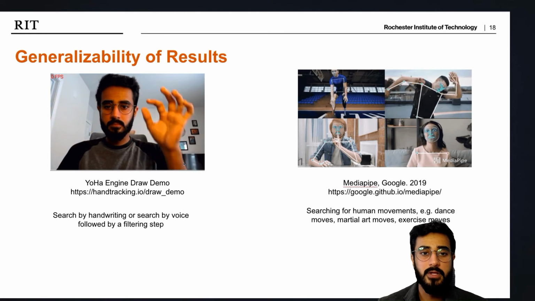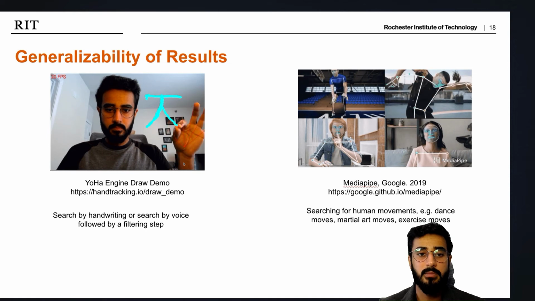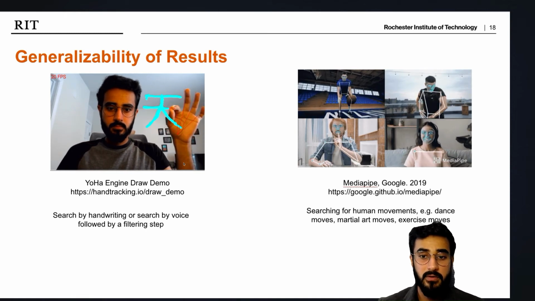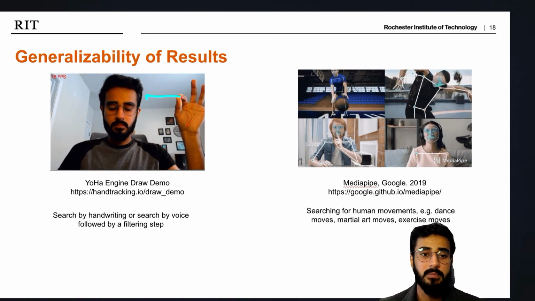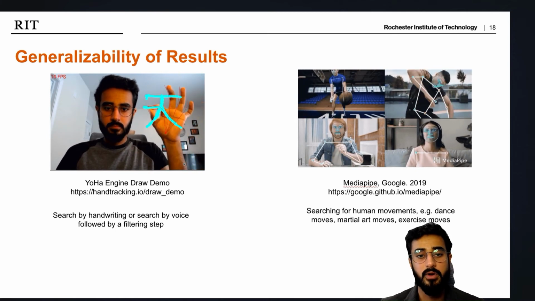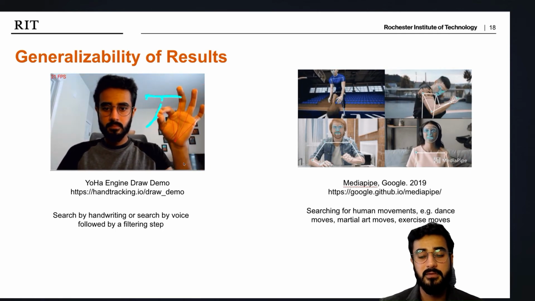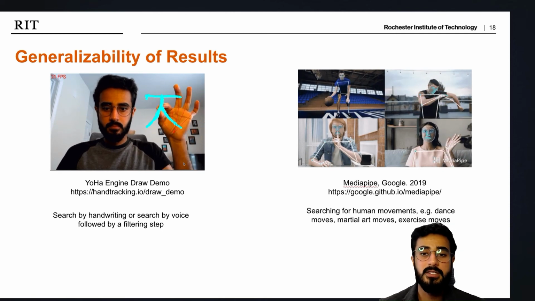So in the paper, we also talk about the generalizability of our results. We talk about how our results can be extended to other linguistic contexts. So for example, if someone would want to search for a word in Mandarin Chinese by writing or by doing a search by voice, which could be followed by a filtering step, these are things that future studies can explore. Our results can also be relevant for broader human movement search. So, for example, searching for dance moves, martial arts moves, or exercise moves in datasets of human movement.